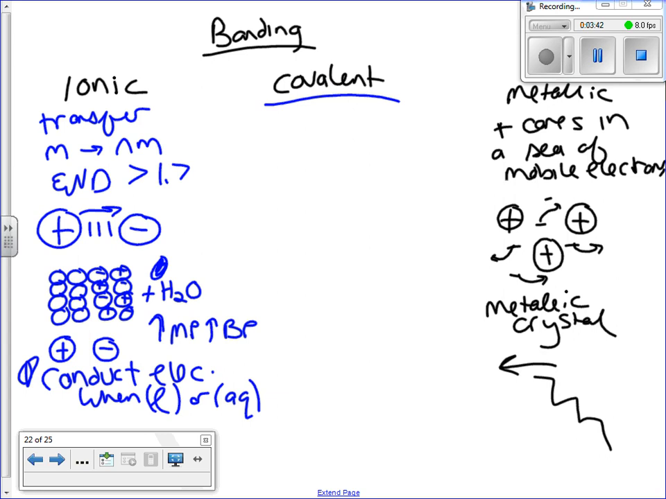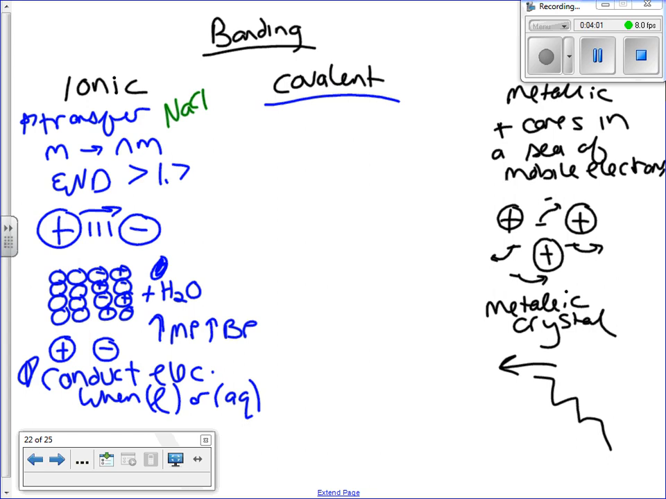The Regents loves asking about ionic compounds, okay? They love asking about properties of ionic solids. Those are really important that you know them. Know that there is a transfer of electrons. Have an example of them. Your example, like I said, is NaCl.